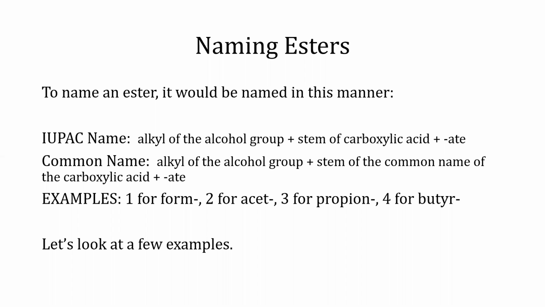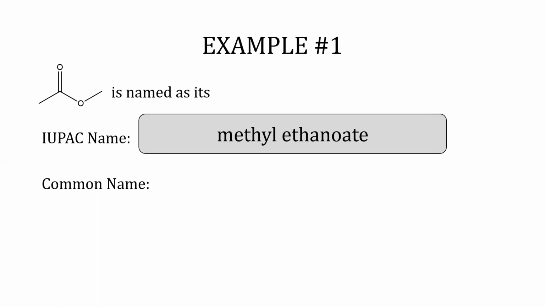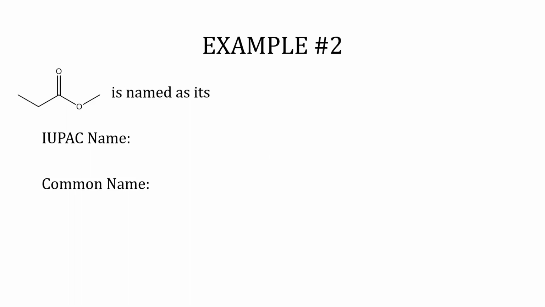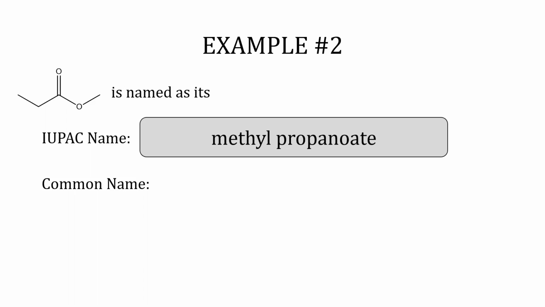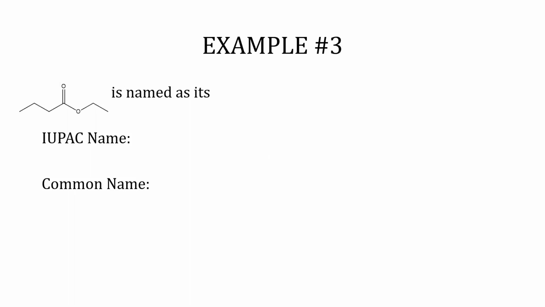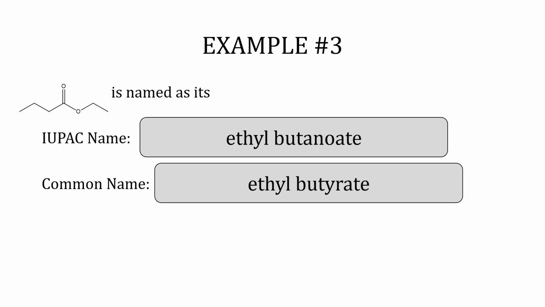Let's look at a few examples. Example 1 is named under the IUPAC guidelines methyl ethanoate and is commonly named methyl acetate. Example 2 is named under the IUPAC guidelines methyl propanoate and is commonly named methyl propionate. Example 3 is named under the IUPAC guidelines ethyl butanoate and it is commonly named ethyl butyrate.